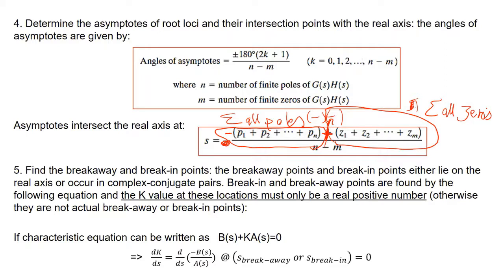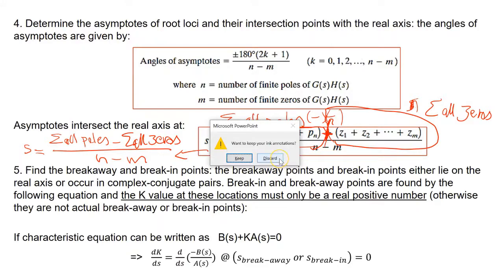Okay. So if I want to rewrite this in something better understood, I say the location of the asymptote intersection is summation of all poles minus summation of all zeros divided by n minus m. I can write it like that as well if that makes it easier to understand. But here these are actual poles and actual zeros, no negative. And we're going to practice it right now.